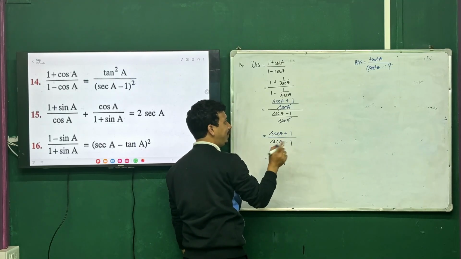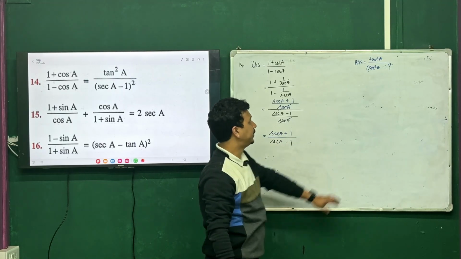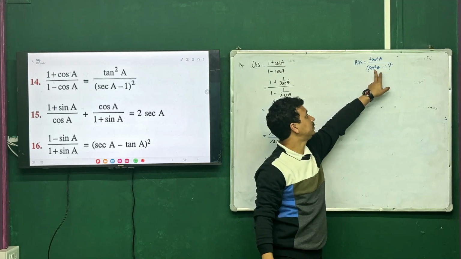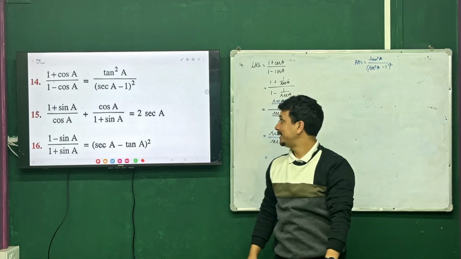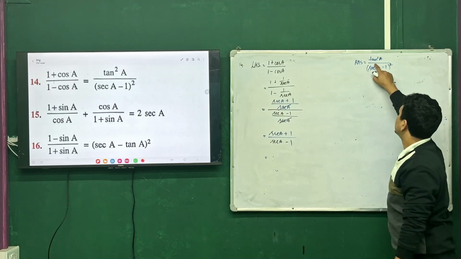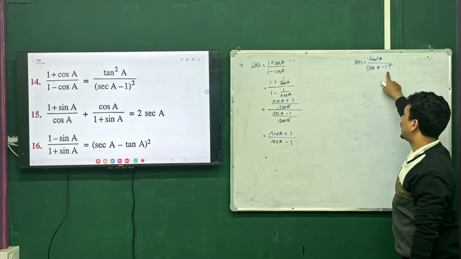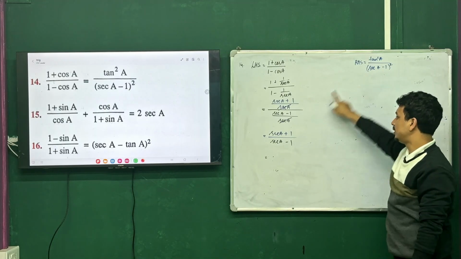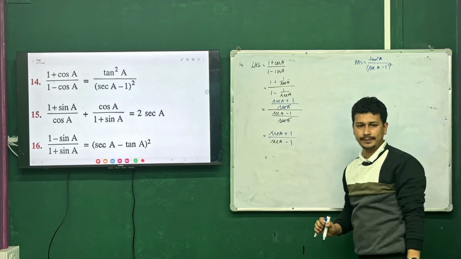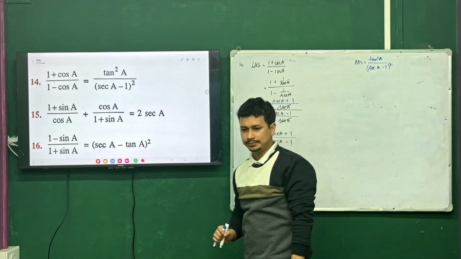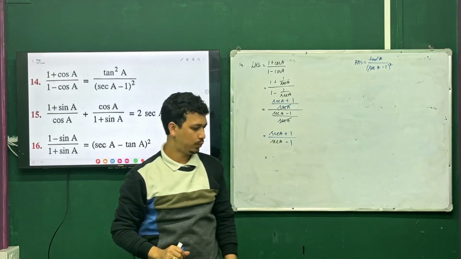Okay, so somehow we have the right hand side. If you see, we need sec, is it sec square A minus 1? No. Okay, it's sec A minus 1, but whole thing square. We have sec A minus 1. Okay, so what do you suggest we do now?